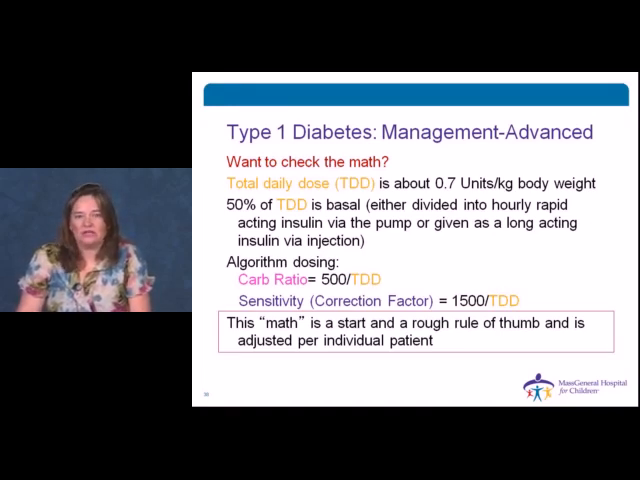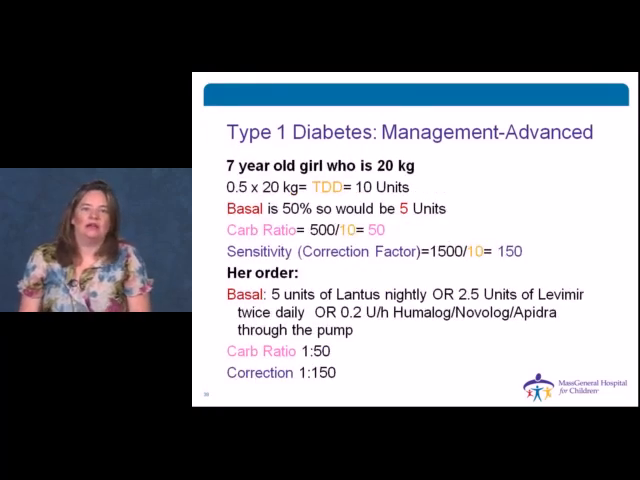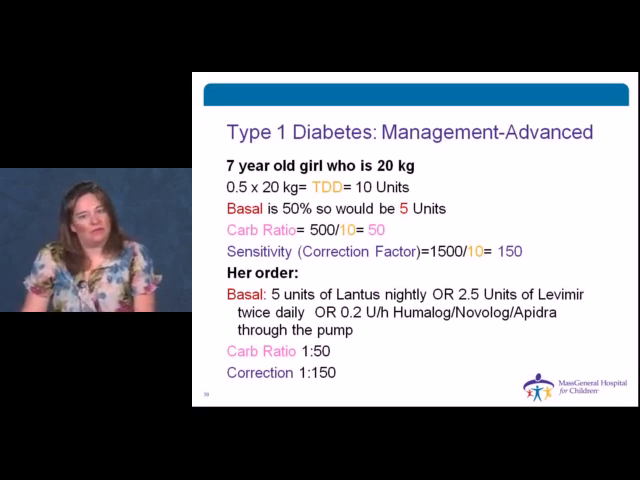So the carb ratio is 500 divided by that patient's total daily dose, and the sensitivity or correction factor is 1,500 divided by that patient's total daily dose. To look at this in practice, if there was a 7-year-old girl who would be about 20 kilograms, her total daily dose would be 10 units, so half of that would be her basal, so she would get 5 units for her basal. Her carb ratio would be that magic number 500 divided by 10, which is her total daily dose, or 50. And her sensitivity or correction factor would be that magic number 1,500 divided by 10, or 150.